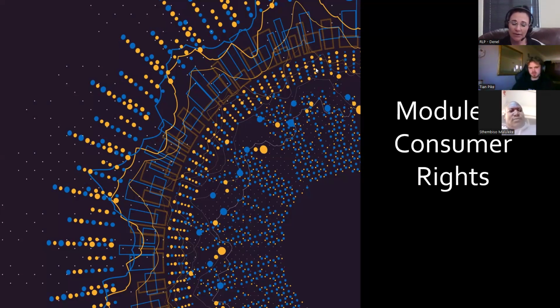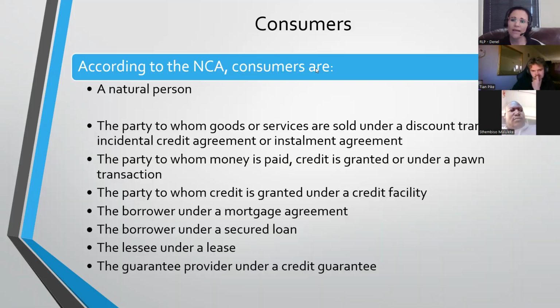This module will probably go by the quickest. It's consumer rights. First things first, before we can consider all of the rights of a consumer under the NCA, we have to think about who will be considered a consumer under the NCA. A natural person, the party to whom goods or services are sold under a discount transaction, incidental credit agreement, or installment agreement, the party to whom money is paid or credit is granted under a pawn transaction, the party to whom credit is granted under a credit facility, the borrower under a home loan, the borrower under a secured loan, the lessee under a lease, or even the guarantee provider under a credit guarantee.